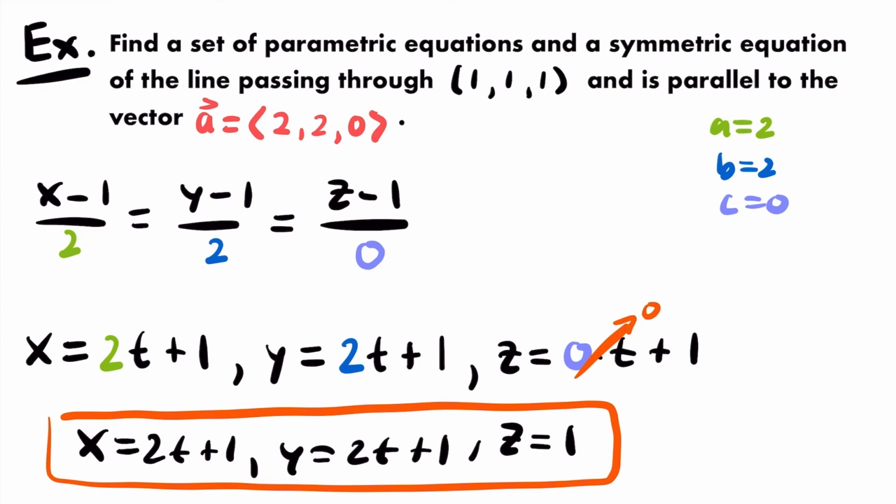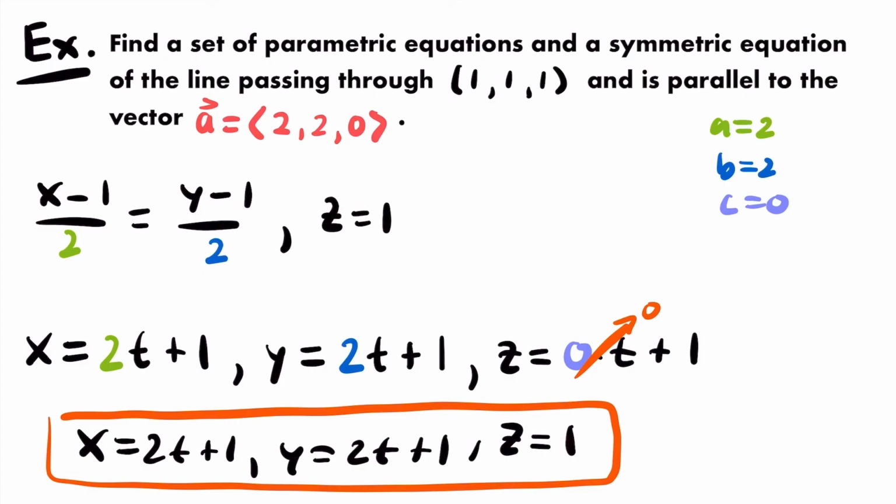But now, how do we adjust the symmetric equation to account for the fact that we can't divide by 0, right? This is a problem. Like I said earlier, you can't leave it like this. We have to adjust it. And so the adjustment is actually pretty simple. All we do is just remove this last part of the symmetric equation, and then we just write comma z equals 1.